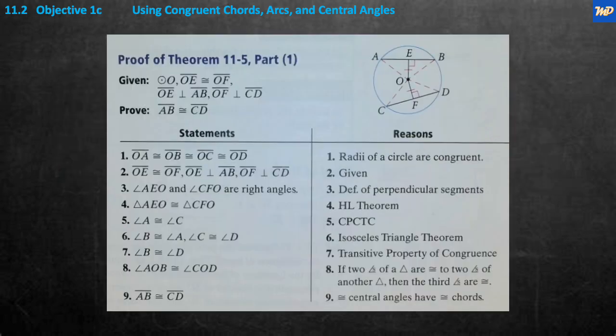Okay, in Objective 1C, the third slide of Objective 1, using congruent chords, arcs, and central angles, we're going to attempt the proof. The proof is in front of us. We'll read it. There's a lot of words here, and it may be hard to follow, but just take our time. We'll try to say everything that needs to be said here, and then you can always repeat this 2 or 3 times until it sinks in.